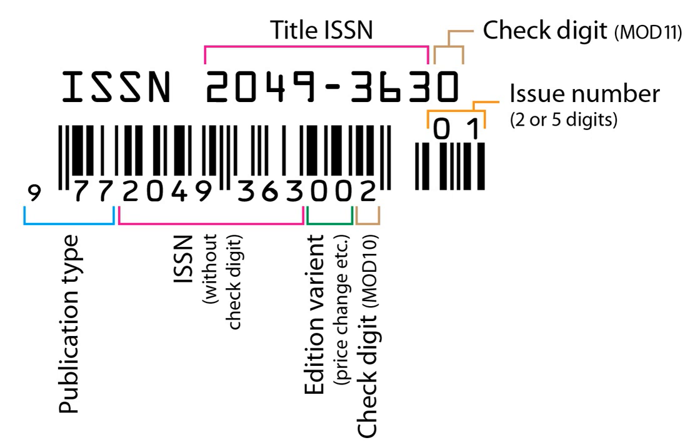If there is no remainder, the check digit is 0; otherwise the remainder value is subtracted from 11 to give the check digit. 11 minus 6 equals 5.